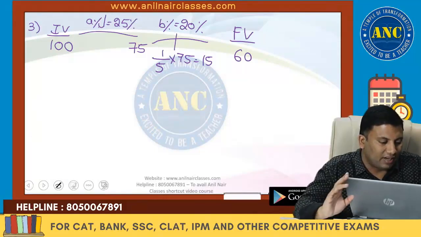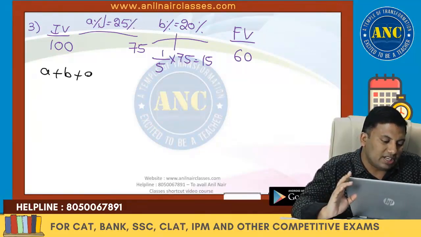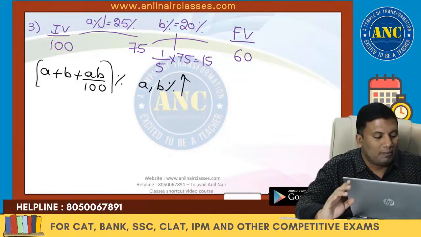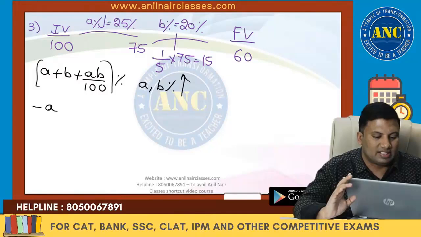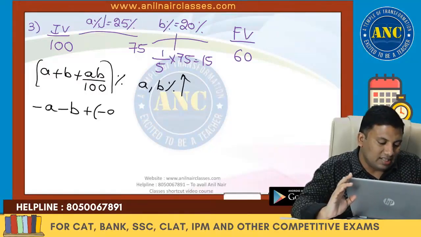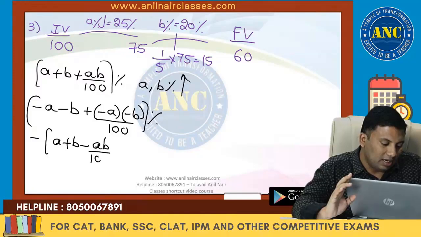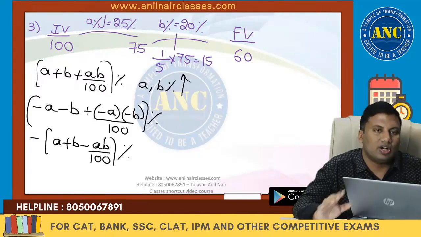Now listen carefully. Overall percentage change is actually given by A plus B plus AB by 100. When A and B percentages are decreasing, it is minus A, minus B, plus AB, where A is decreasing and B is decreasing, divided by 100. Overall, if I take the common terms, it is minus A minus B plus AB by 100 percent. Are you all with me?